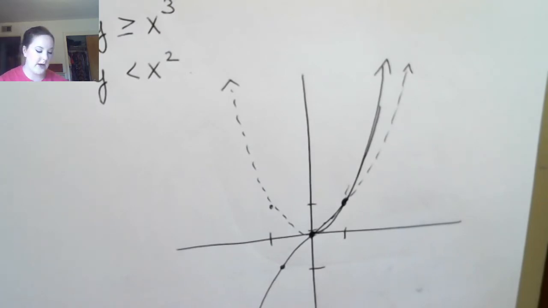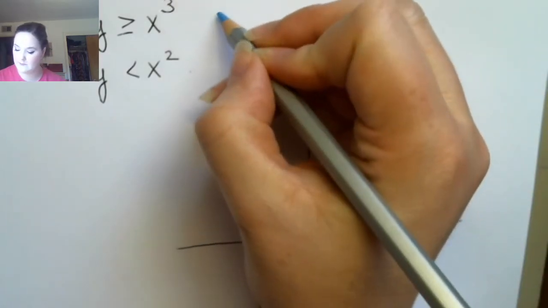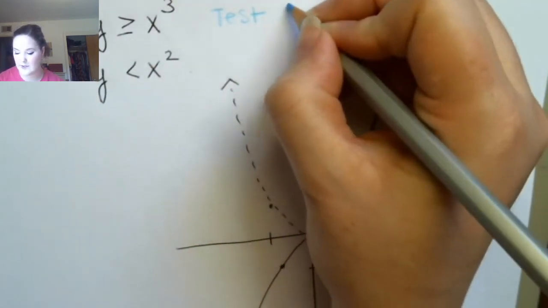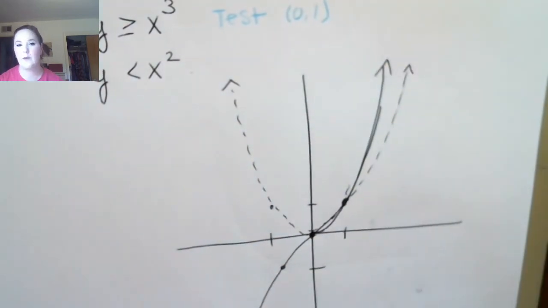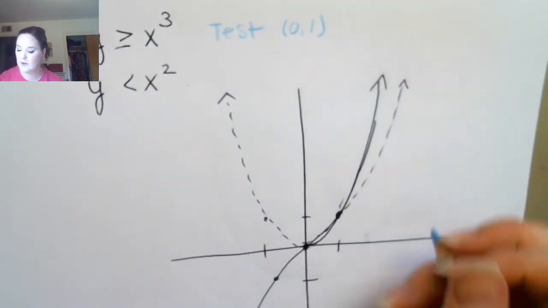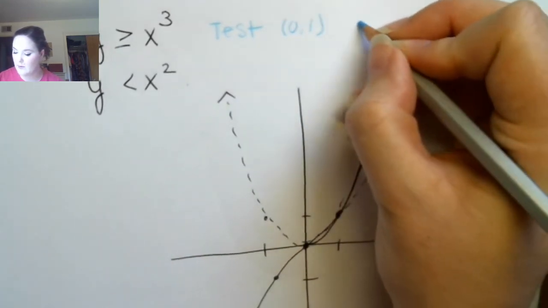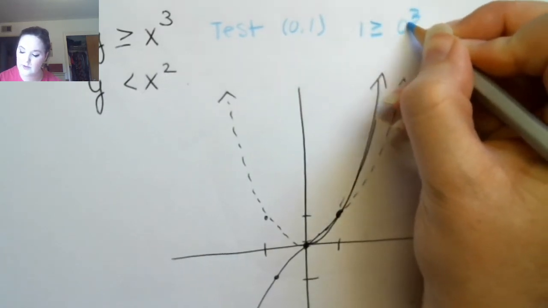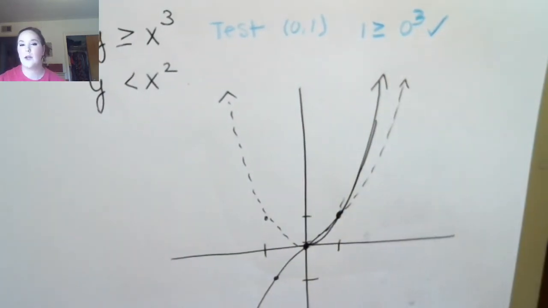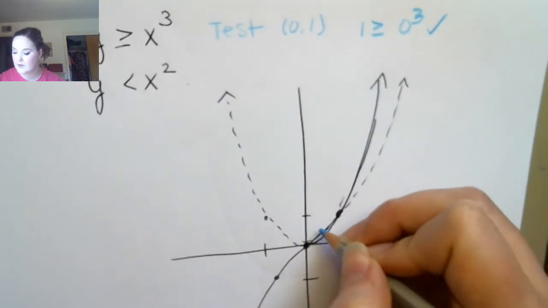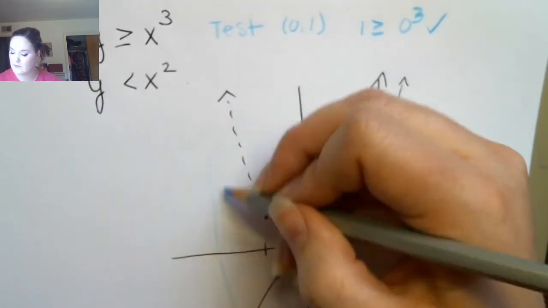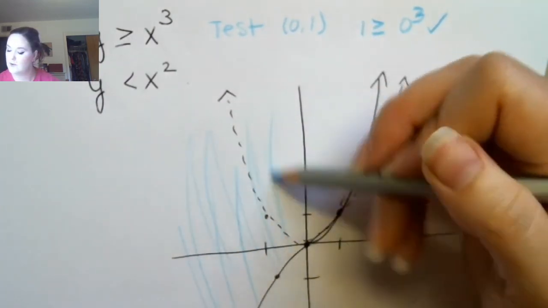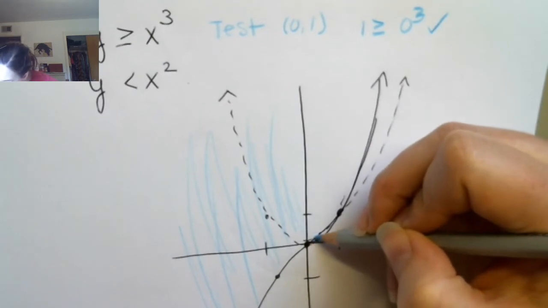So there are my two graphs, and then I'm going to test a point. For both of them, I'm just going to test the point (0, 1). That's this point here. So here I would get 1 is greater than or equal to 0 squared, or 0 cubed, sorry, which is true. That means this is part of it, so it's going to be above this. It's going to be everything that's above that graph, including this little part right here.